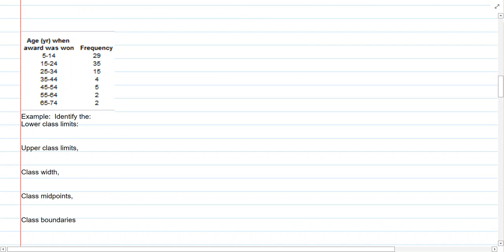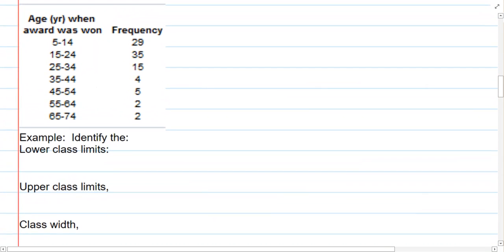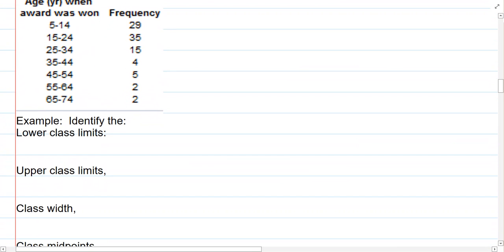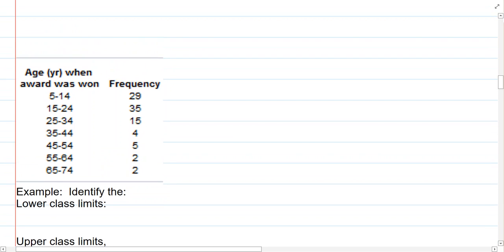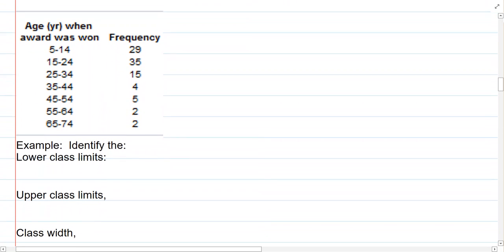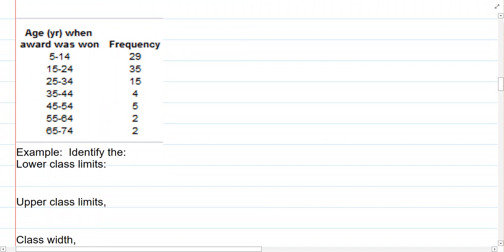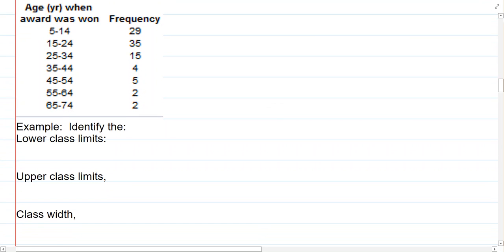Okay, that was good. So here we're given a frequency table, and it is age when award was won, and the frequency. And these are Academy Awards. All right. So in this one, it asks us to identify all of the parts of this frequency table.